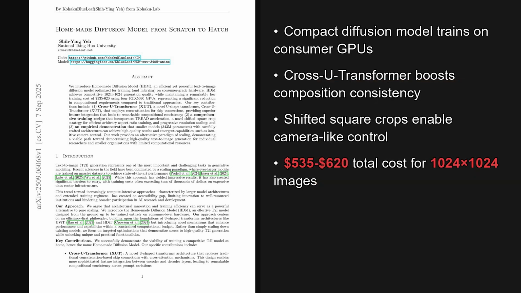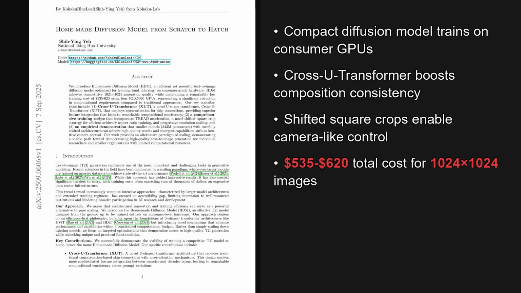I'm Alex. Today we are looking at a paper from the Hugging Face Trending List, published on September 7th, 2025, which was about 3 days ago. The headline result is efficient text-to-image generation at 1024 by 1024 quality, trained for roughly $535 to $620 on 4 RTX 5090 GPUs, thanks to a compact architecture and training recipe.